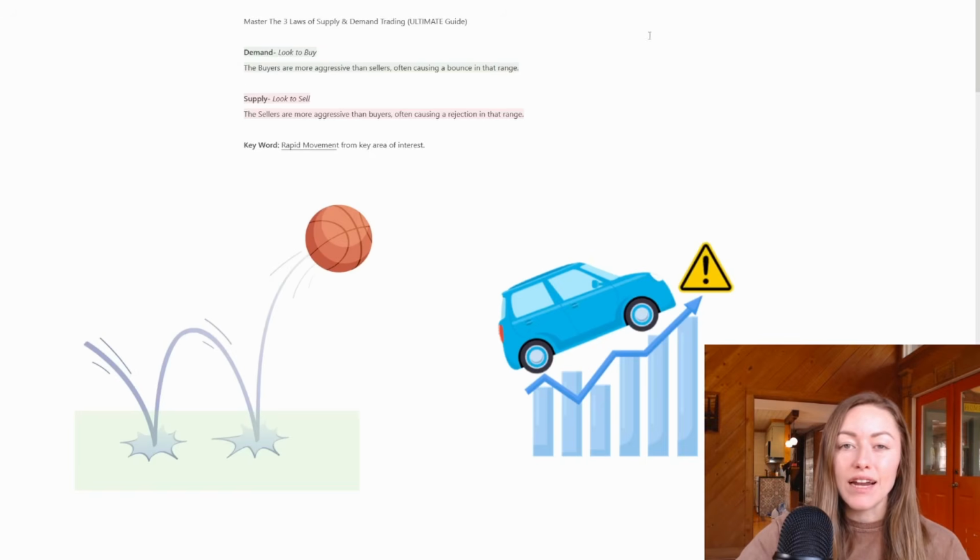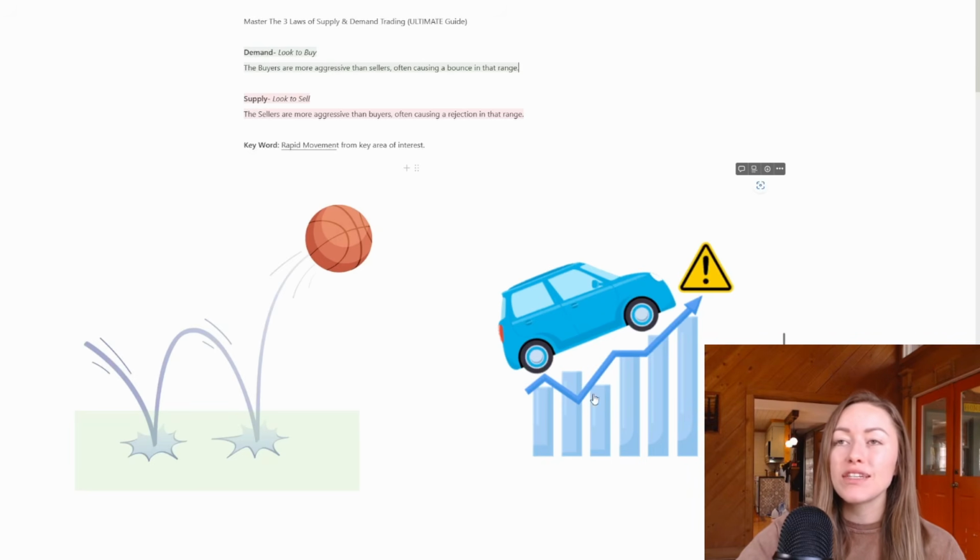Now, the opposite side of that is supply. That's where you want to look to sell. So the sellers are more aggressive than buyers, often causing a rejection in that range. Now, remember the opposite of that, demand. The buyers are more aggressive than sellers, often causing a bounce in that range. So who is in control at each level will determine if it's a demand or supply zone. And the key word in all of this is going to be rapid movement from a key area of interest. Rapid movement is absolutely crucial.